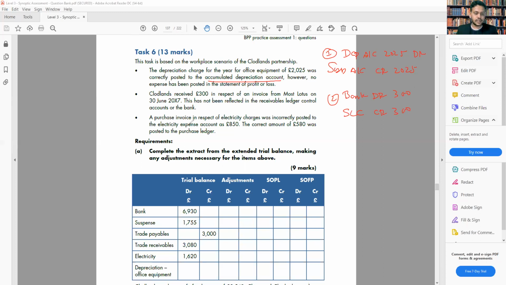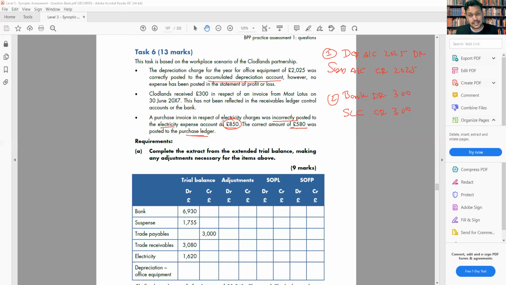The last one, we have a purchase invoice in respect of electricity charge that was incorrectly posted to the electricity expense as 850. The correct amount is 580, which was posted to the purchase ledger. So 580 is the correct one, and the incorrect one is 850. And 580 was correctly posted to the purchase ledger, that is credit. So we made a mistake on the debit side. So we need to decrease our expense, because we said electricity expense is 850, but actually electricity expense is 580. So we show more electricity expense. Now I need to reduce it.